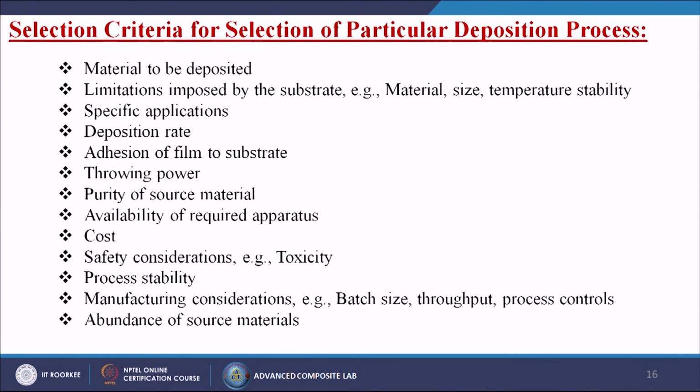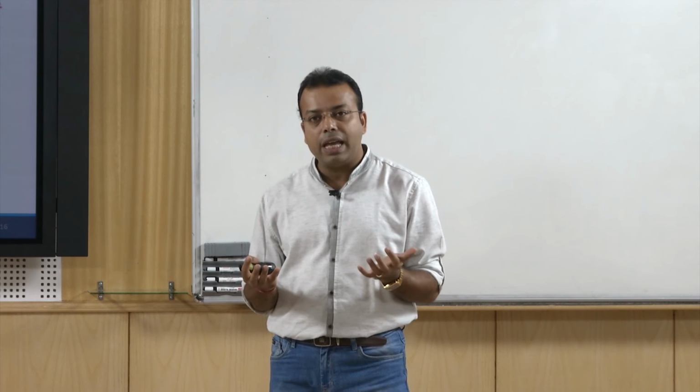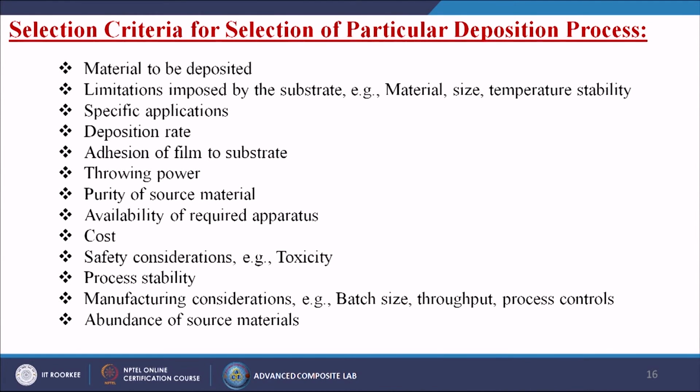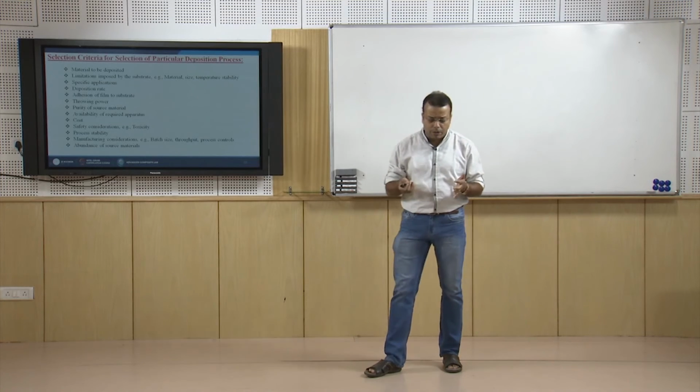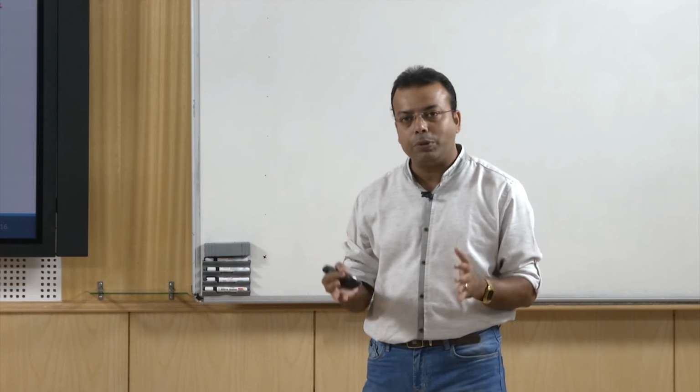Then purity of the source materials, availability of required apparatus, and what is the cost, because nowadays we are talking about expensive materials. So, we have to reduce the cost so that it can be easily available to all consumers. Then safety considerations like toxicity, whether it is generating any kind of health hazards or not, process stability, and manufacturing considerations like batch size, throughput, process controls, and the abundance of the source material. So, there are several factors by which you have to choose the different thin film deposition techniques.